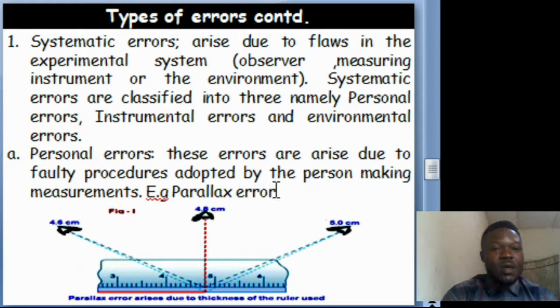Now, look at the way some people look at a ruler. Checking ruler measurement, they check it from one side or the other side. This is called parallax error. Now, you are going to encounter an error due to parallax. But if you look at it directly, vertically, that is, you look at it straight, you have already avoided that particular parallax error. Now these errors arise due to faulty procedure. That is when you don't follow the procedure in measuring in your experiment.